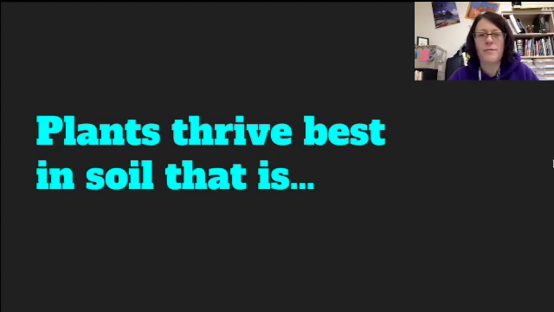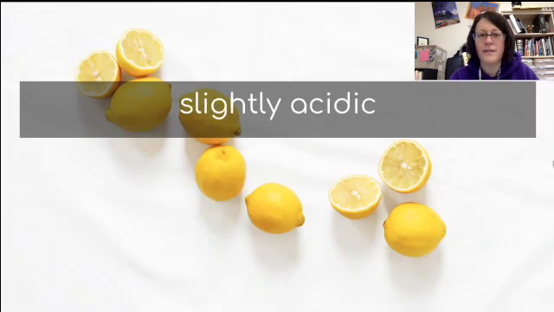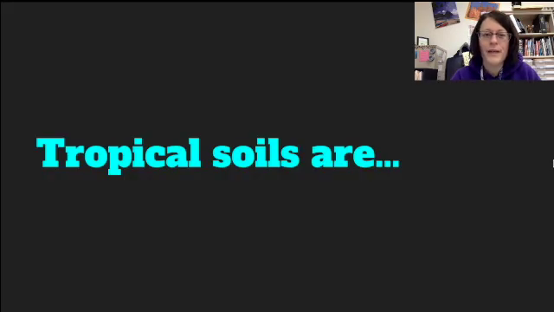So plants thrive best in soil that is slightly acidic. Okay, slightly acidic. And I know maybe if you grow some plants in your yard, for certain plants, you actually have to add even more acid. For example, blueberries require a very acidic soil. Now, let's talk about a few types of soil in particular to reach our objectives.